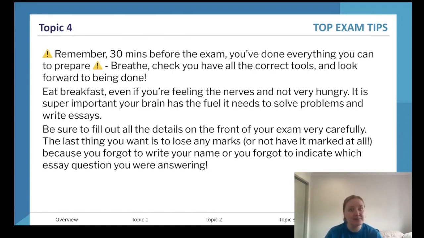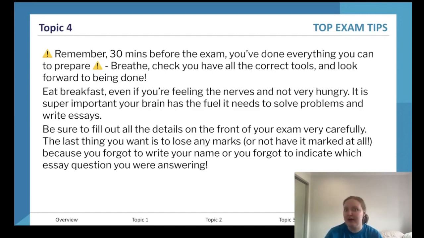The morning of, eat breakfast. Even if you're feeling really anxious and nervous about it, it's so important to get some food in your system. It just will give your brain something to be using as fuel to be getting the work done. So make sure you have eaten beforehand.